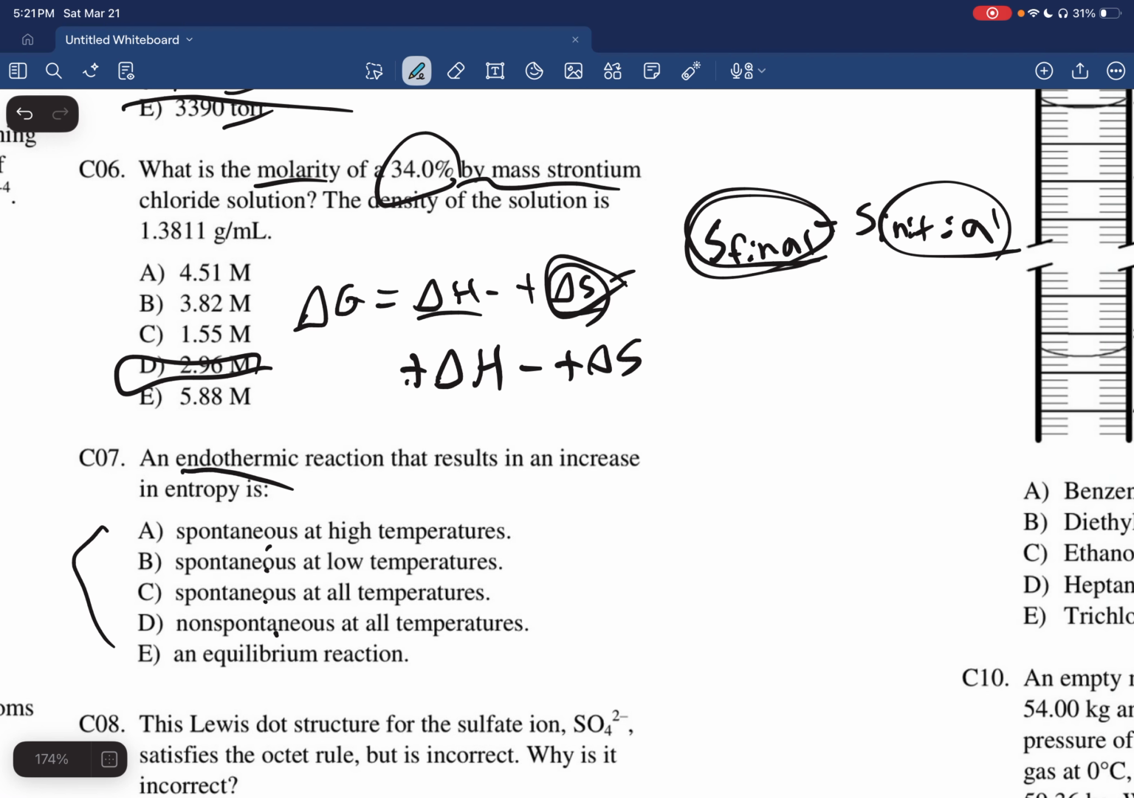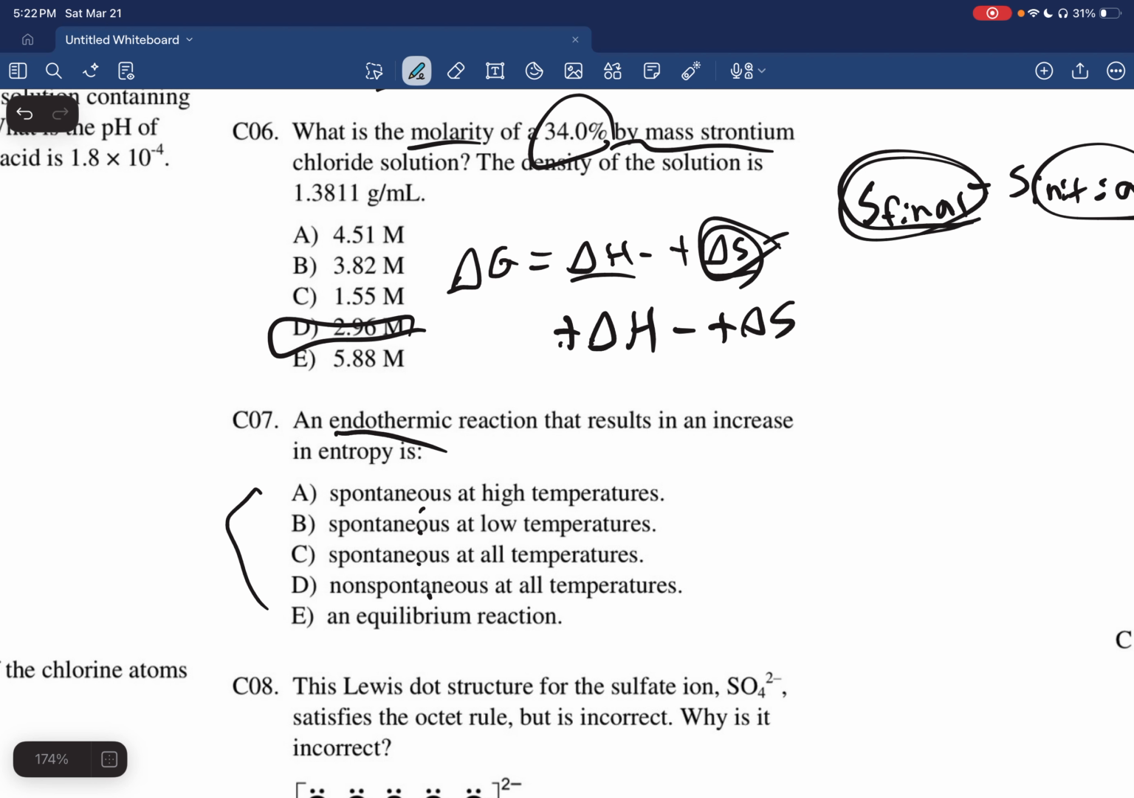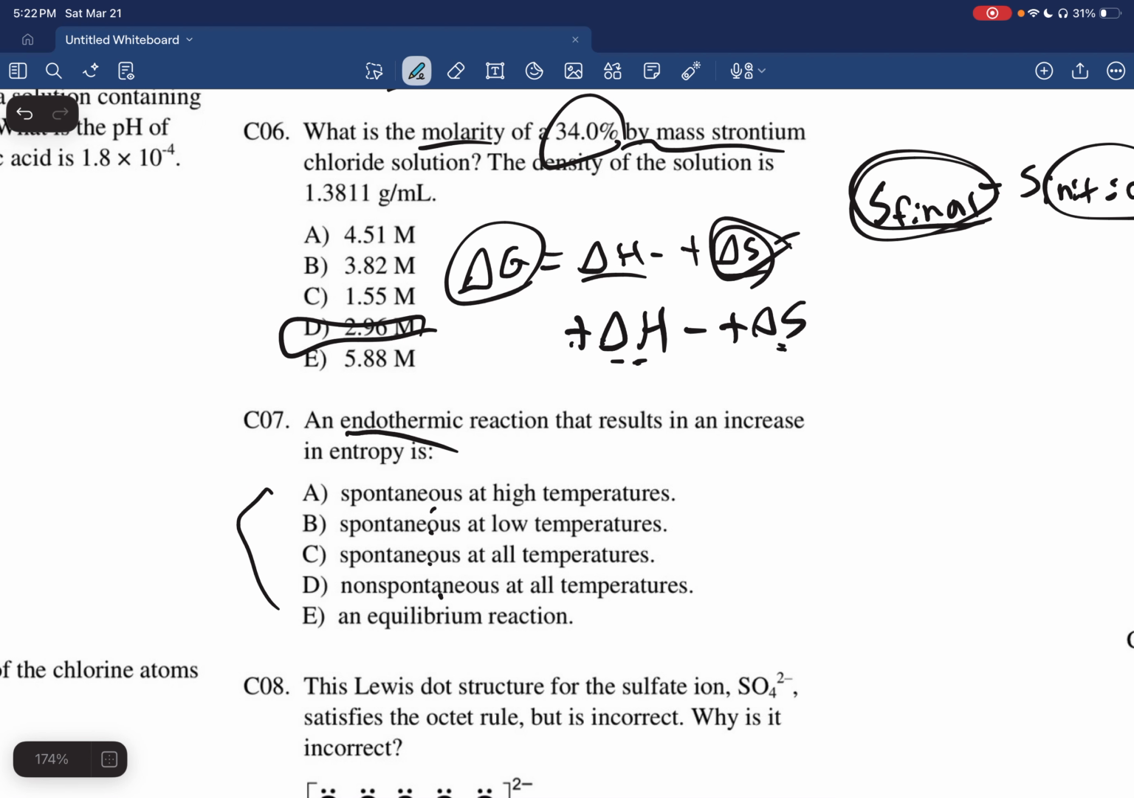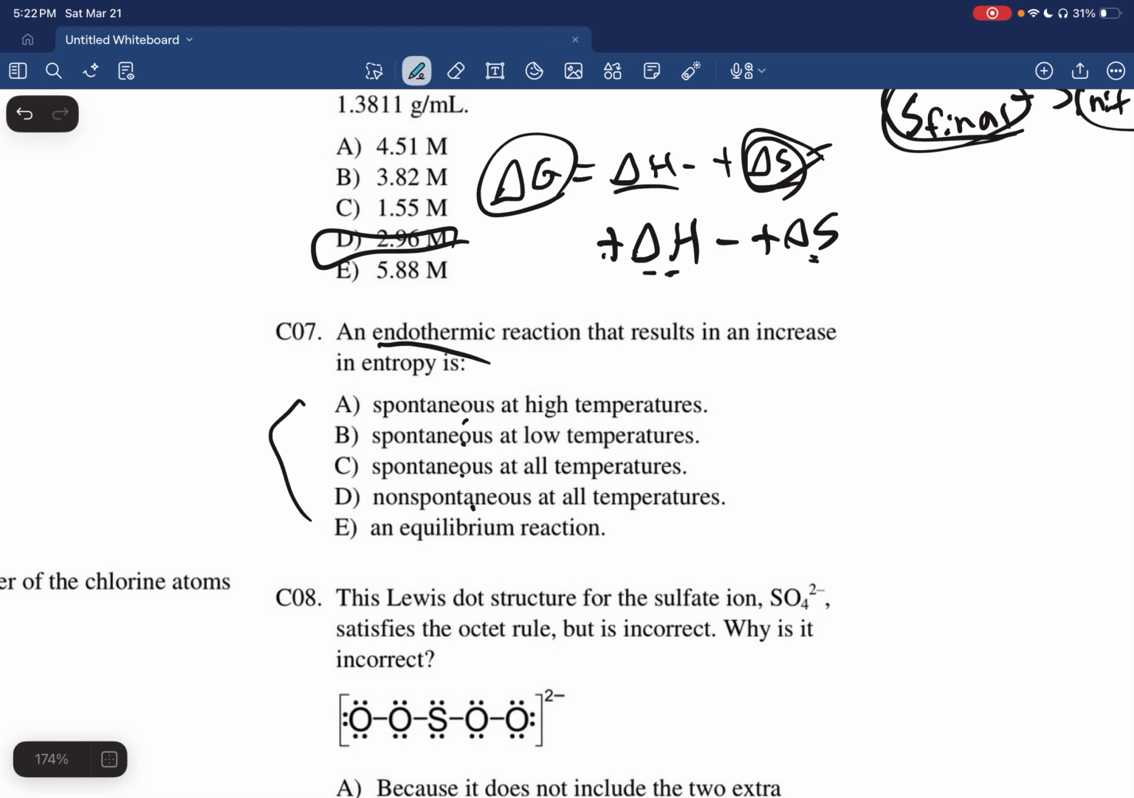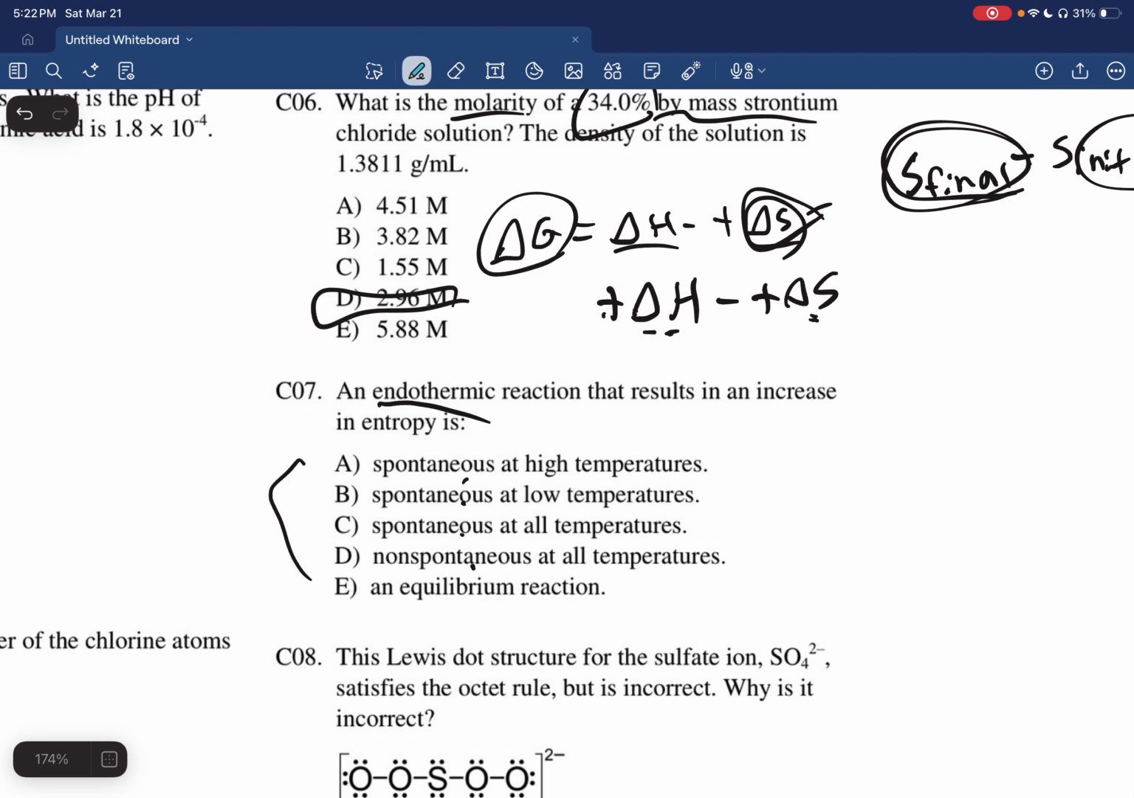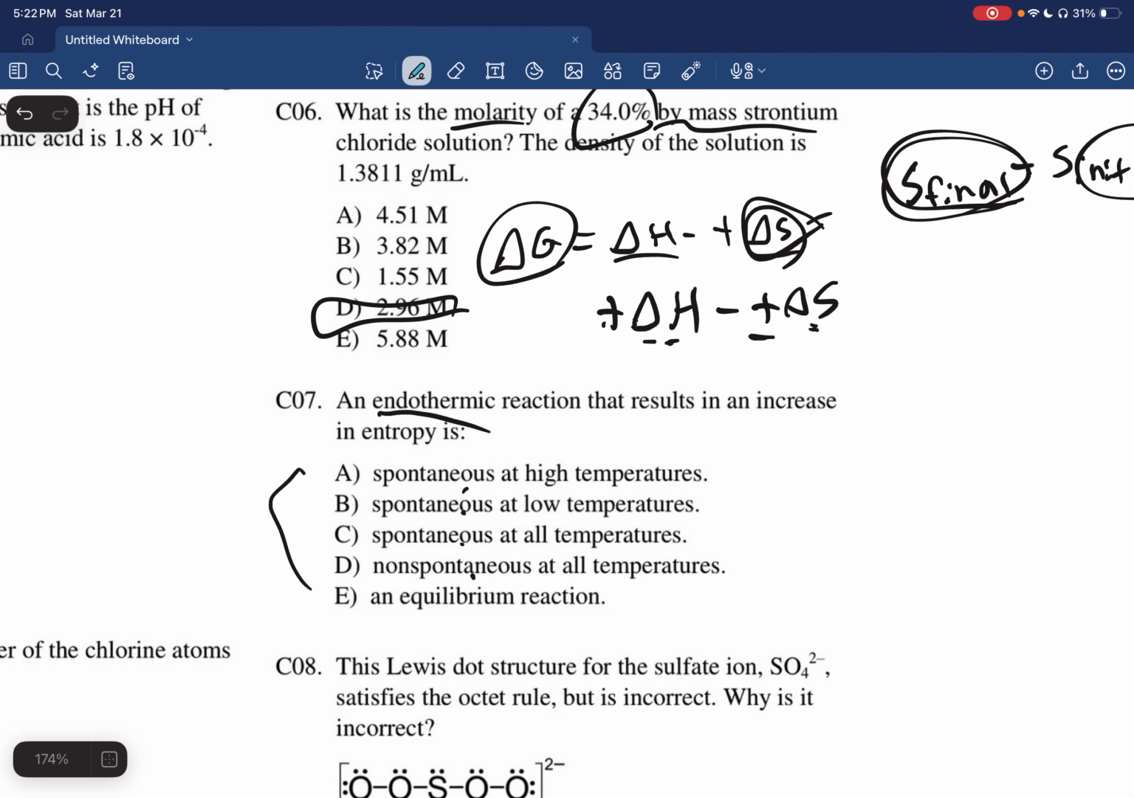So really, you need to see that when you subtract these two numbers, whichever is biggest is whatever your sign is going to be. And a reaction is spontaneous when delta G is negative. So let's see. Is it going to be spontaneous at high temperatures? When you raise this temperature very high, this negative section is going to become a very big number, and it's going to overwhelm this positive section. So your delta G is going to come out to be negative in that case.